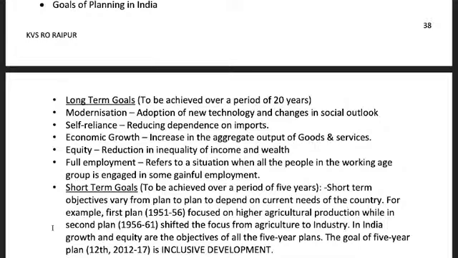For example, the first plan, 1951 to 56, focused on higher agricultural production, while the second plan, 1956 to 61, shifted the focus from agriculture to industry. In India, growth and equity are objectives of all the 5-year plans. The goal of the 12th 5-year plan, 2012 to 17, is inclusive development.